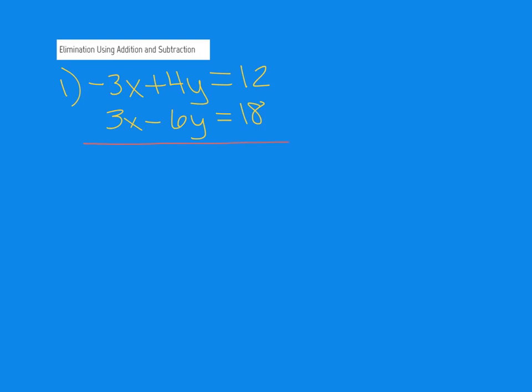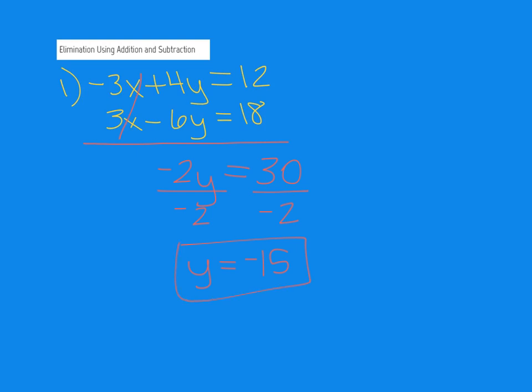Negative 3x plus 3x, because it's positive, will be eliminated. Then 4y minus 6y is negative 2y. And 12 plus 18, because they're both positive, equals 30. So to solve for y, I'm going to divide both sides by negative 2, and I get y equals negative 15. So that's one answer.